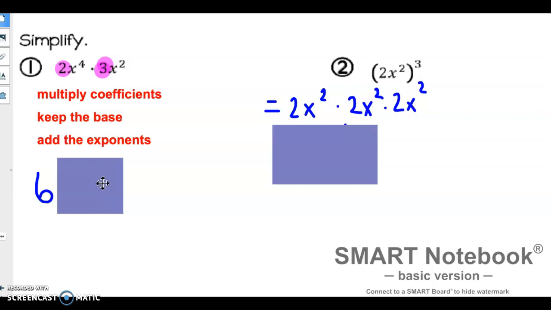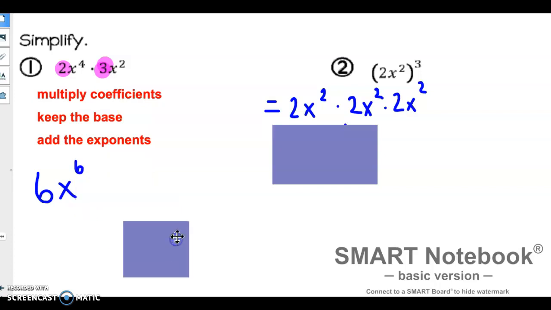Then we're going to keep the base. So 2x raised to the 4th, the base there, the variable is x. 3x squared, again, we have an x, so we're going to keep the base. We're keeping the x. And then we need to add the exponents. Remember, when you're multiplying exponential expressions with the same base, you keep the base, add the exponents. So 4 plus 2 gives us 6. So here, this expression can be simplified to 6x raised to the 6th power.